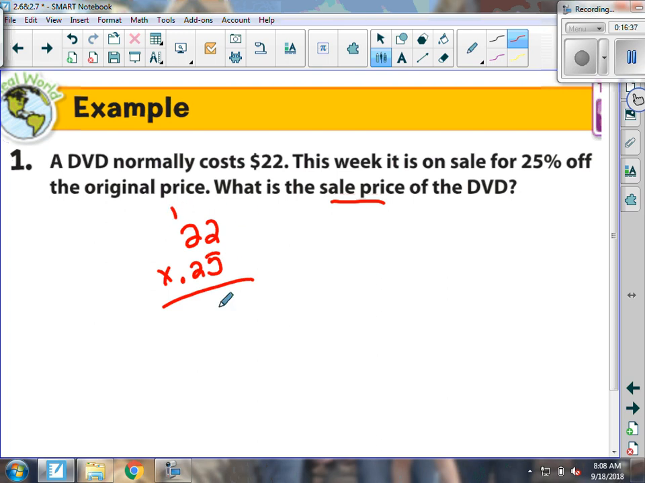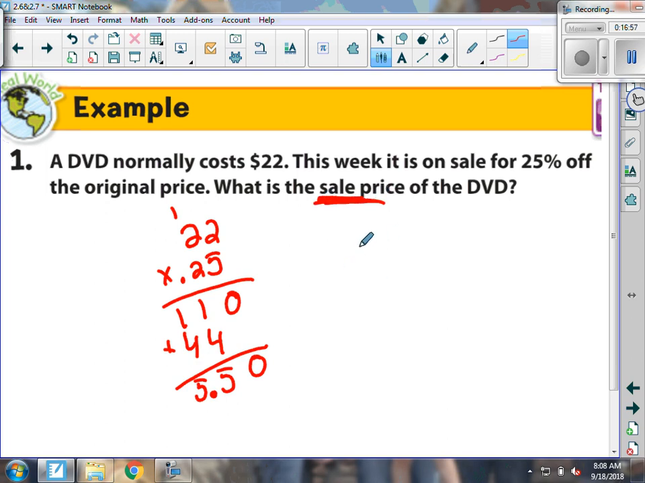5 times 2 is 10. 5 times 2 is 10, plus 1 is 11. 2 times 2 is 4. 2 times 2 is 4. I have two decimal places. So it's $5.50. Now, because we want the sale price, that means we're taking a discount.